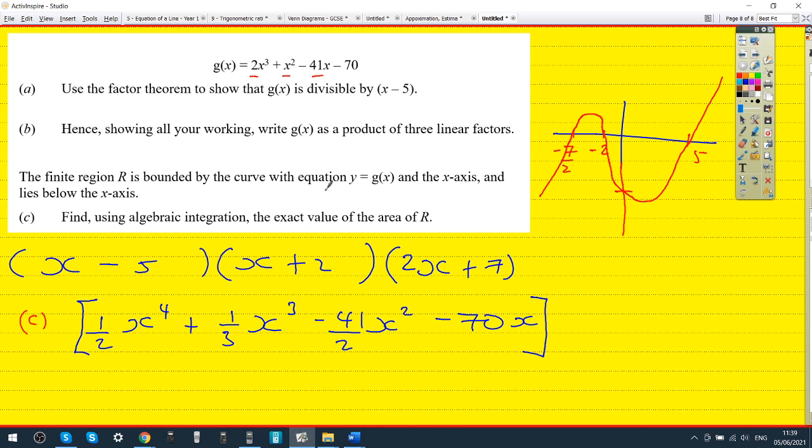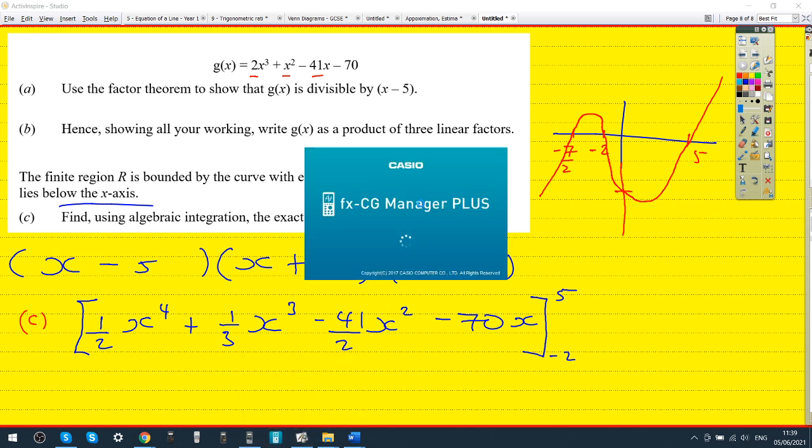We want the area between the x-axis and below the x-axis. So it'd be -2 and 5. Yeah, and so you'd sub in 5 and sub in -2. So that's why we needed to do that. If you're really stuck, hang on, graphical calculator. Yeah.